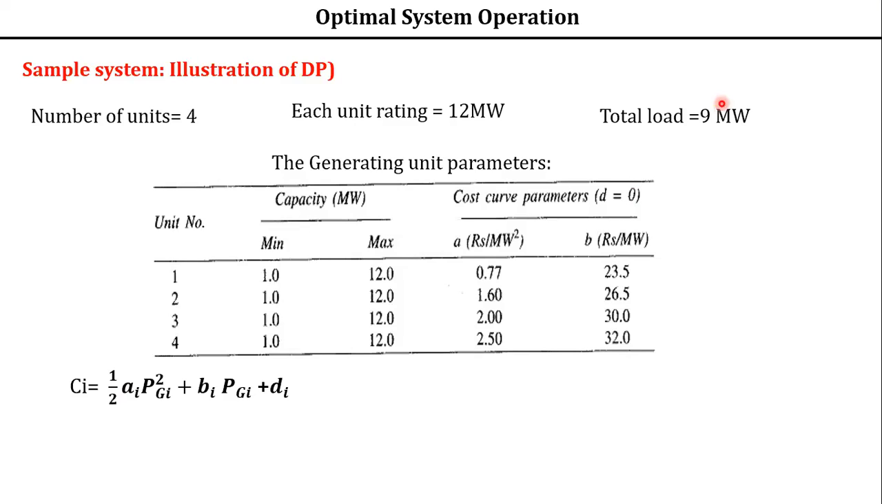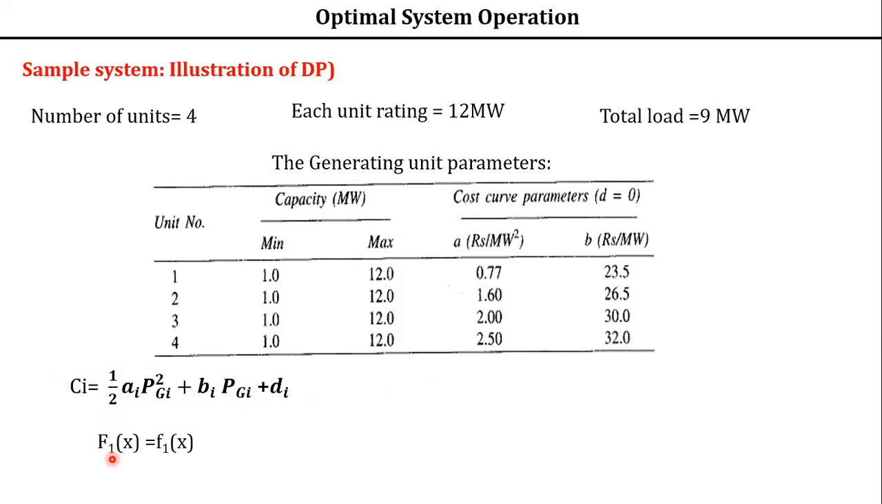Okay. Now what we have to do here: half AiPj square plus BiPj plus Di. This is your cost of generation at the ith generating unit. This is what has been given. You know this.